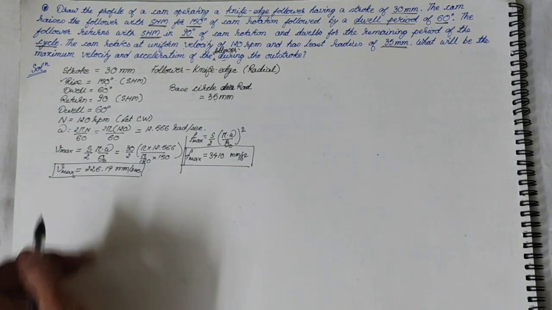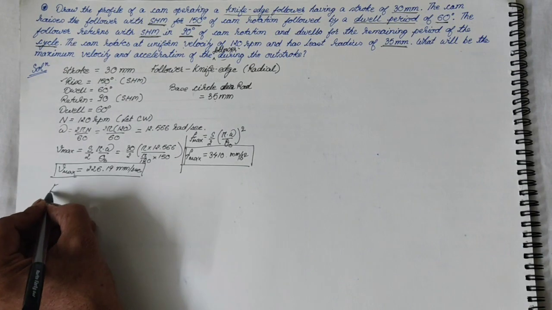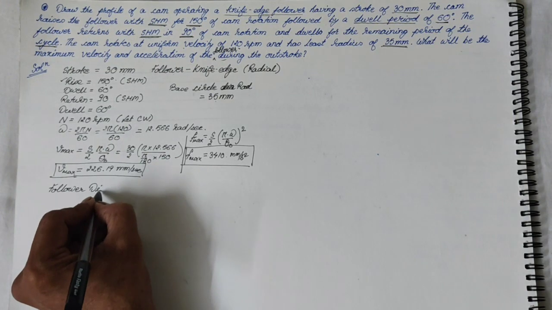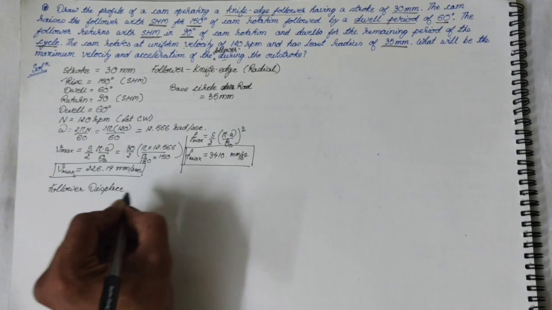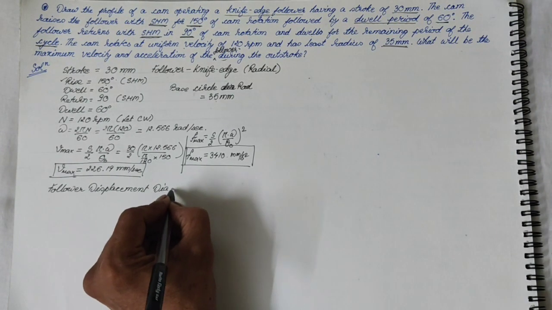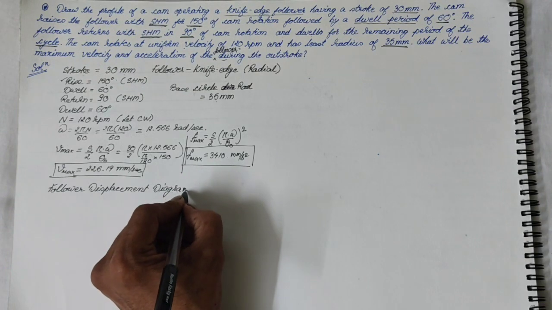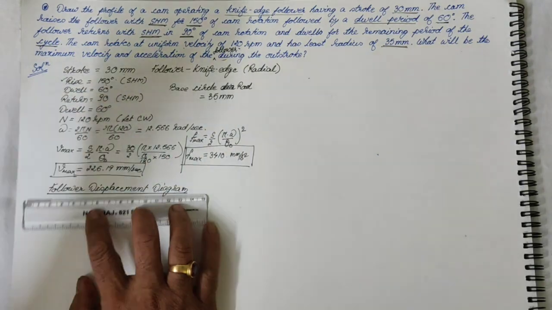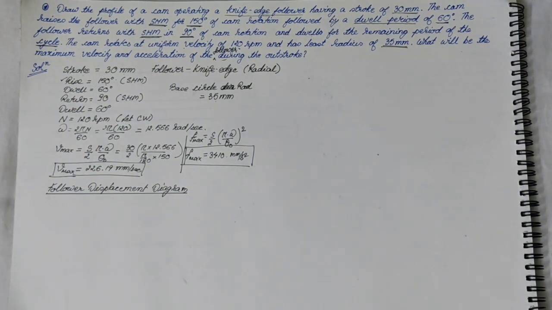Now after going through this, first thing will be to draw the follower displacement diagram. So we'll go for the follower displacement diagram first. Now for that we will be drawing the follower displacement diagram, that will be the cam rotation against the stroke.